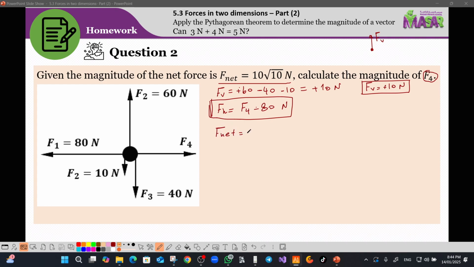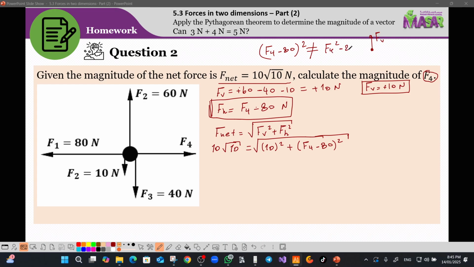So the F net is equal to the square root of FV squared plus FH squared. However, here in this case, we have information about F net. So let me substitute F net in the correct place. So radical 10 is equal to the square root of the summation of all forces along the vertical, which is plus 10, squared, plus, along the horizontal, F4 minus 80, squared. Let me recall that we cannot distribute the square over the 80 and the F4. So F4 minus 80, squared, cannot be replaced by F4 squared minus 80 squared. This is wrong. We cannot do that here.